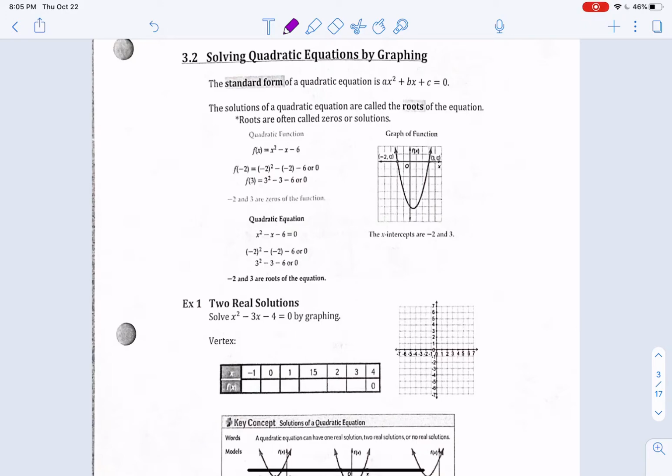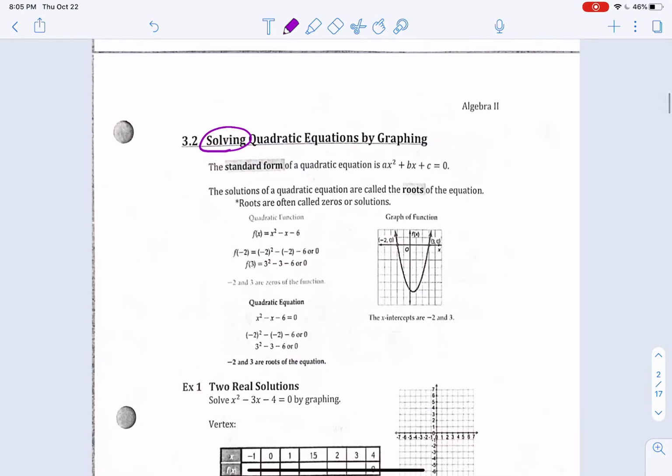3.2 is solving quadratic equations by graphing, and we're really looking for the solution, or that's what it's asking for when we're solving. So we're looking for the solution, and another name for the solution is the zero, or the roots, or the x-intercepts is really what we're trying to get to. When we graph a quadratic function, the solution is going to be the zeros or the roots or the x-intercepts.